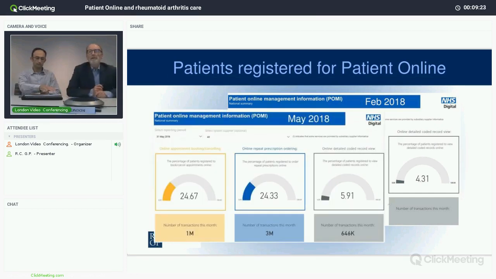This is going up. As you can see, in May it had gone up to 5.9%, which is a significant rise. And the number of transactions in that month of May were 646,000 times that patients accessed their detailed coded record. So it is happening, it is increasing.